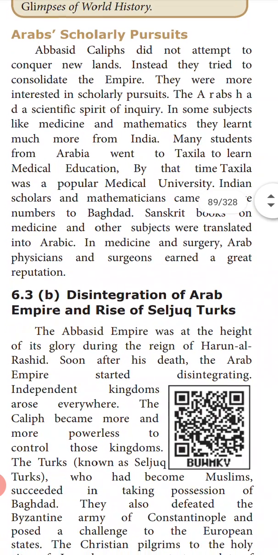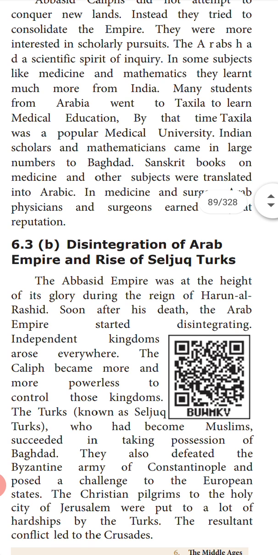Disintegration of the Arab Empire and rise of the Seljuk Turks. The Abbasid Empire was at the height of its glory during the reign of Harun al-Rashid. Underline, children, Harun al-Rashid. Soon after his death, the Arab Empire started disintegrating. Independent kingdoms arose everywhere. The Caliph became more and more powerless to control those kingdoms. The rulers after Harun al-Rashid were powerless. Now, the Turks, known as Seljuk Turks, who had become Muslims, succeeded in taking possession of Baghdad. So Baghdad went under the control of the Seljuk Turks.